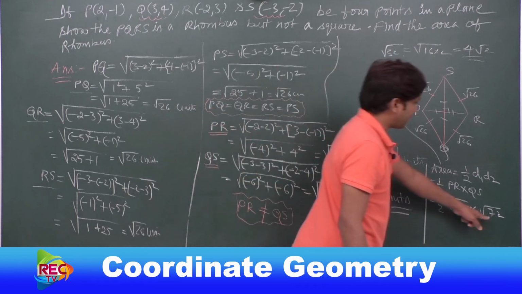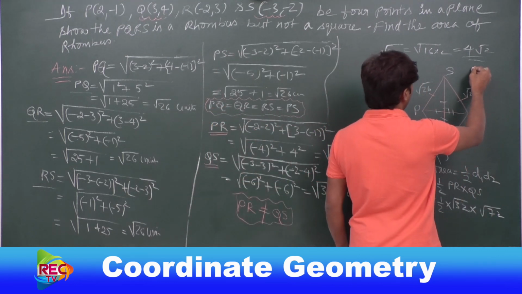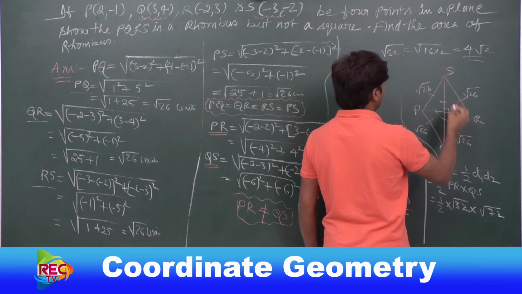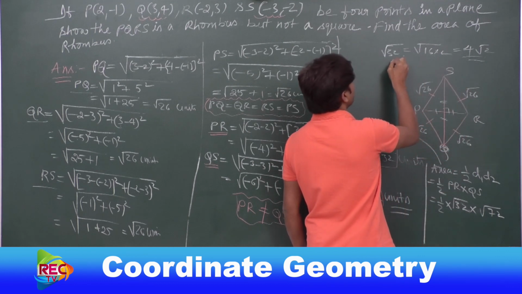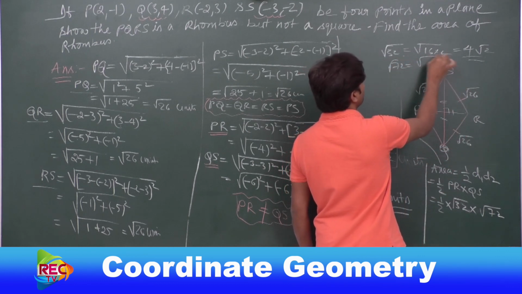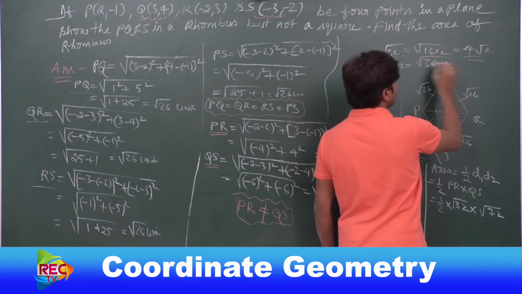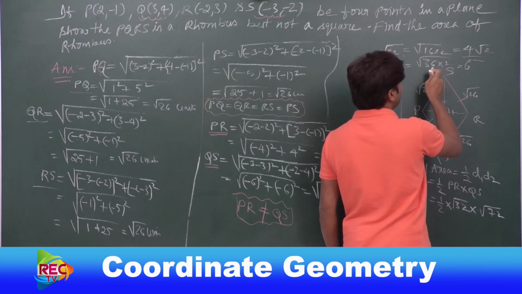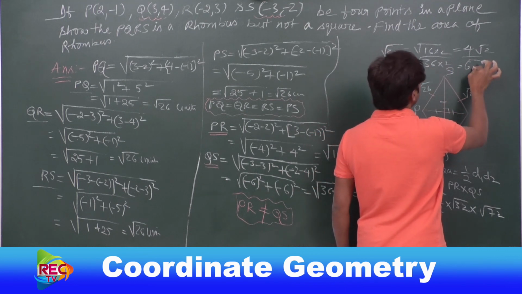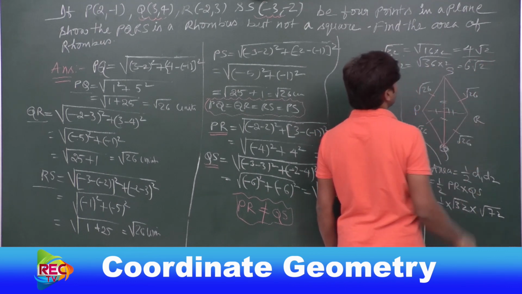And what is 72? 36 into 2, no? Root 72 can be split into root 36 into 2. Again this 36 can be pulled out. So it becomes 6, because the square root of 36 would be 6 only, and 6 root 2.